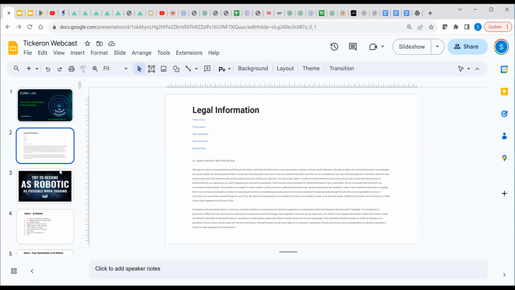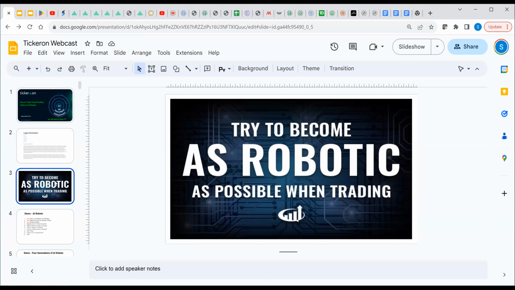Okay. So I found one slide in one of the other presentations, and I kind of borrowed it. People say to try to become as robotic as possible when trading. And then here at Tickeron, we said, okay, why don't we create robots? Instead of people being robotic, we're going to be watching how the robots are trading as robots, and we're going to just correct them when necessary. Okay, so that's the topic of a presentation about AI robots.